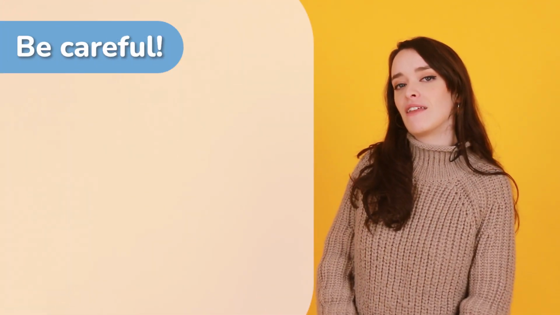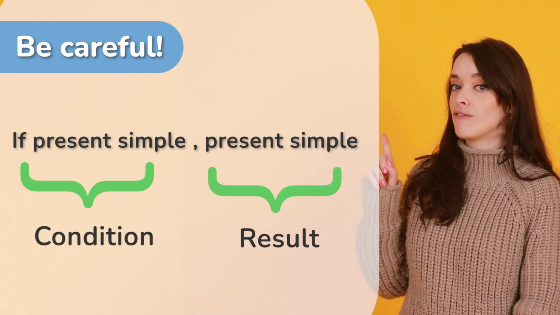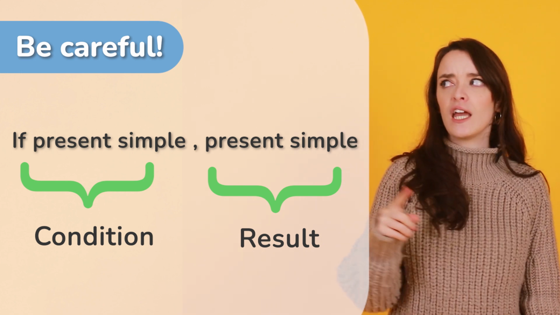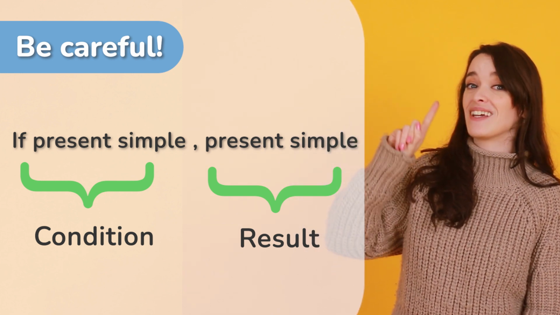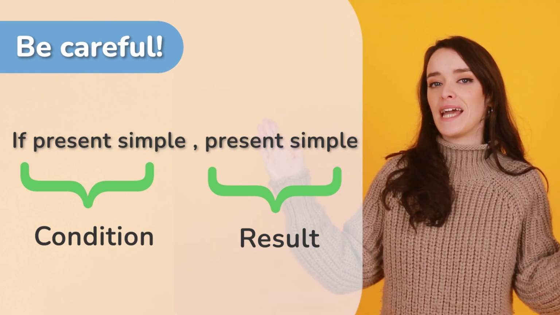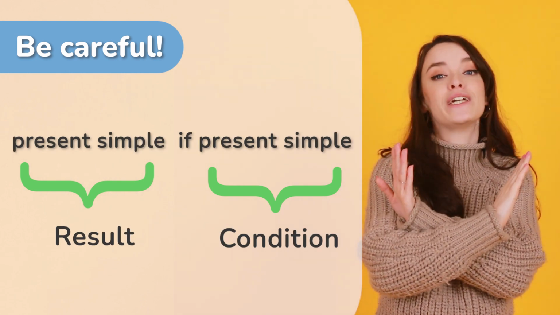Be careful. There's something that we have to watch out for with conditionals, of course. It's not super straightforward, unfortunately. Now, we mentioned that our typical conditionals look a little bit like this. If, present simple, comma, present simple. But if we want to make the result clause be first and the conditional clause second, we can actually do that. We can change the order, and it's still perfectly correct.